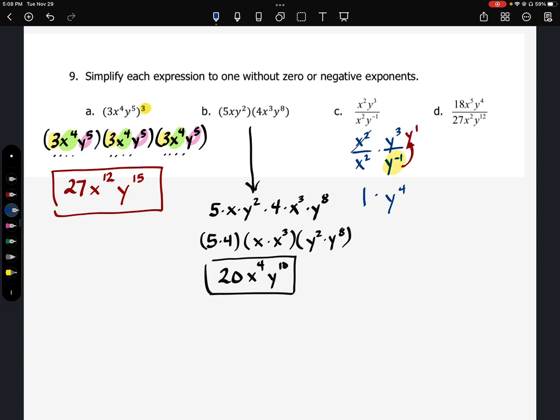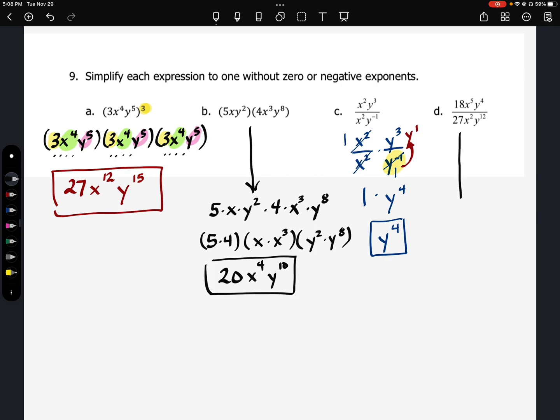So since these cancel, giving us 1, we move this to the top, right? It becomes like a 1 underneath, and then we have y to the 4th on the top. When we simplify that, we get simply y to the 4th power. And then the last one is very similar. We can break it apart into compatible parts: 18x to the 5th, y to the 4th, over 27x squared, y to the 12th.